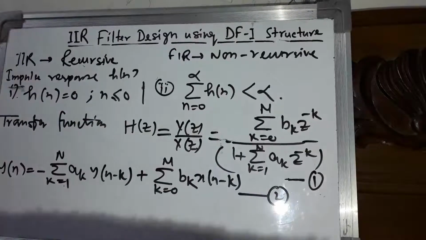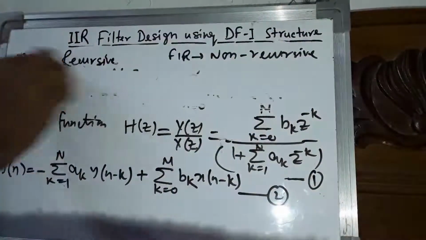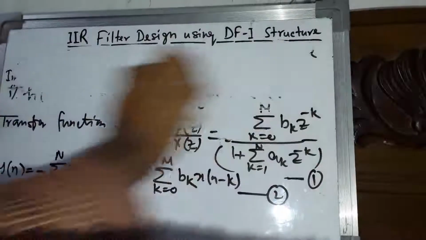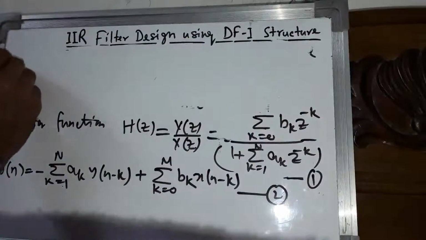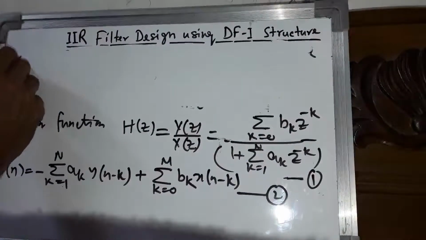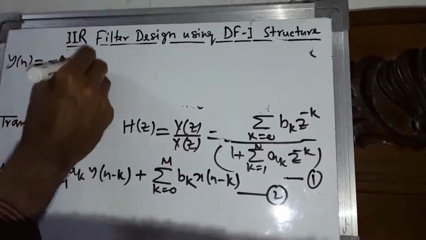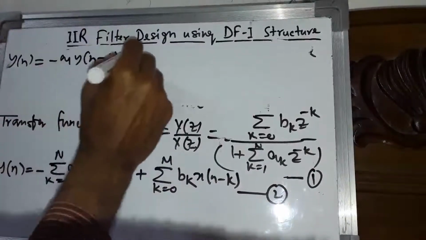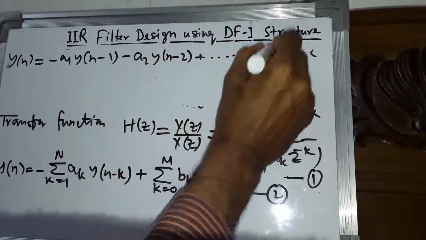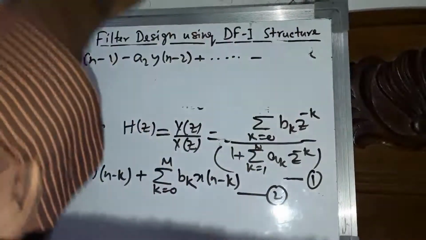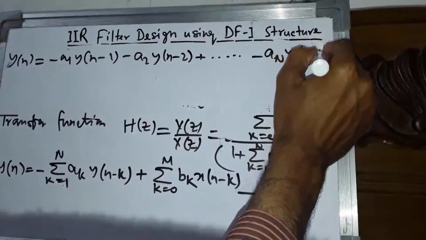Now what is to be done? We have to expand this particular equation to its expanded form, to get the value of y(n). The output response will become minus a1 y(n minus 1), minus a2 y(n minus 2), plus and so on, up to N terms, so a_N y(n minus N).